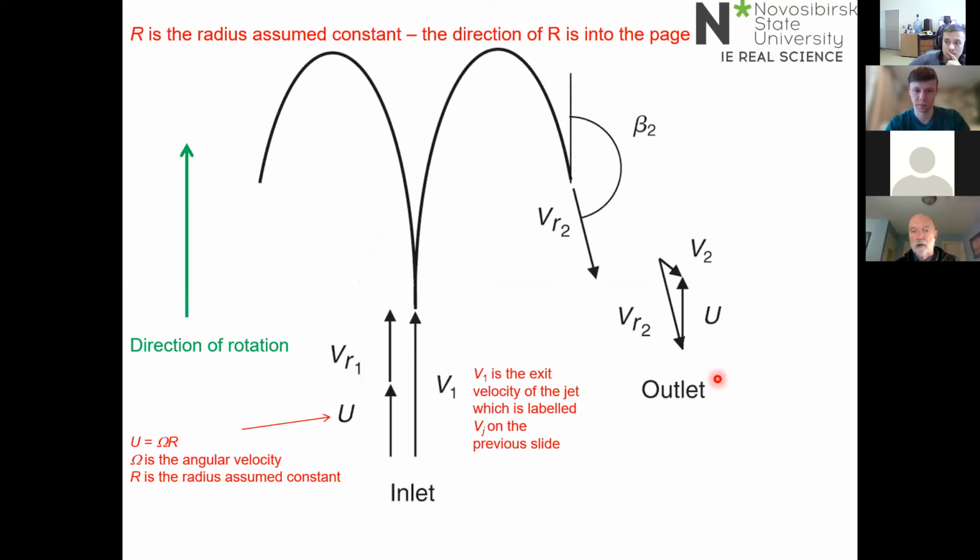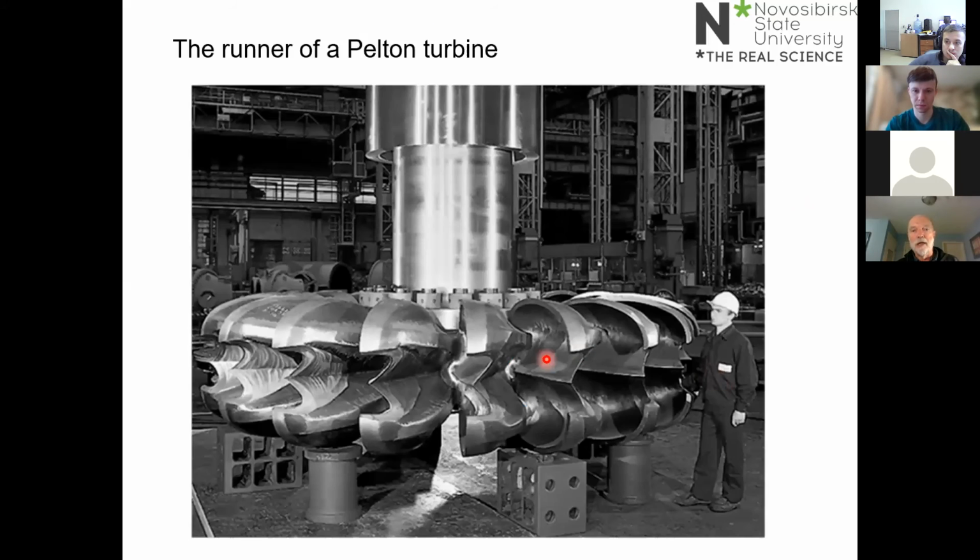Okay, I meant to also point out, you can see the splitter ridge in this photograph here, and now you can imagine the jet of water bifurcating along that splitter ridge, so half of it goes into the upper half of the bucket and the other half into the bottom half of the bucket.